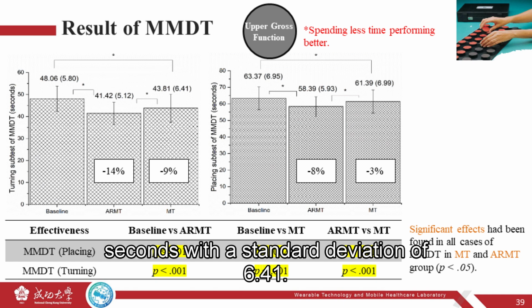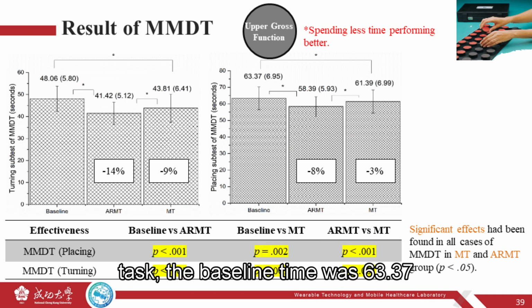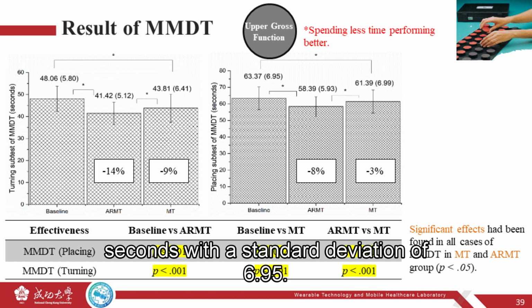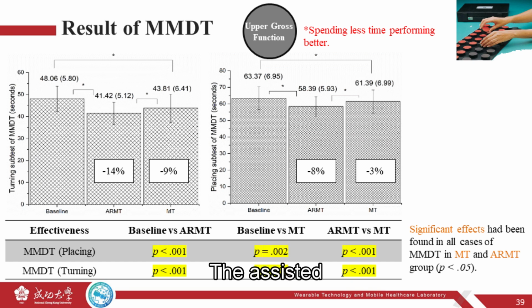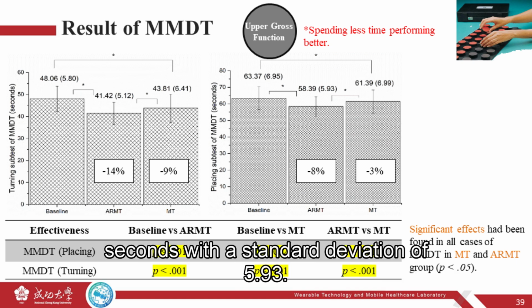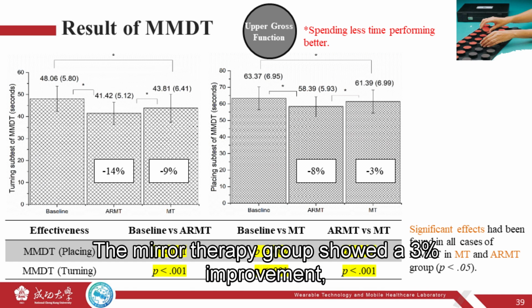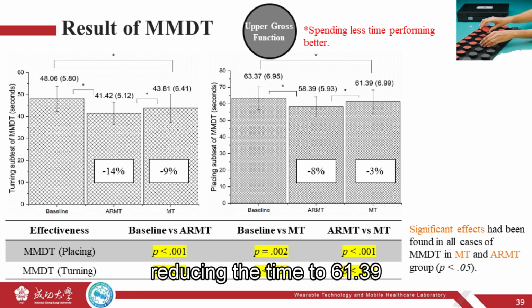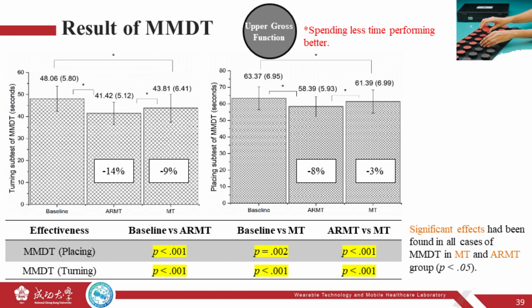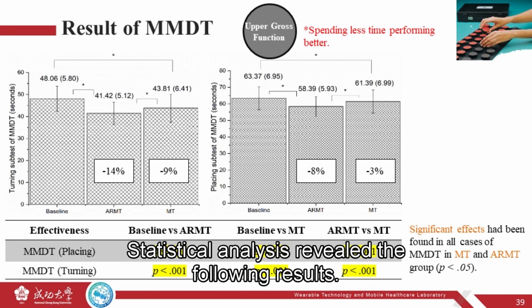of 6.41. In the placing task, the baseline time was 63.37 seconds with a standard deviation of 6.95. The assisted repetitive movement therapy group demonstrated an 8% improvement, reducing the time to 58.39 seconds with a standard deviation of 5.93. The mirror therapy group showed a 3% improvement, reducing the time to 61.39 seconds with a standard deviation of 6.99. Statistical analysis revealed the following results.